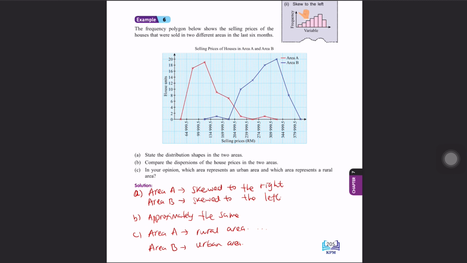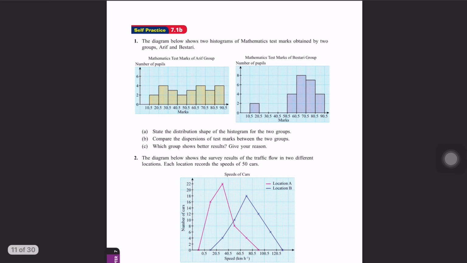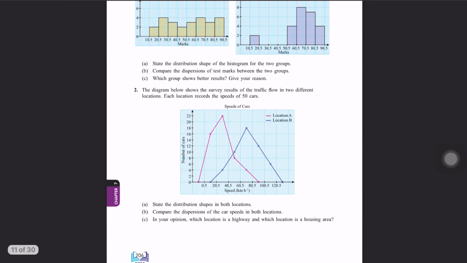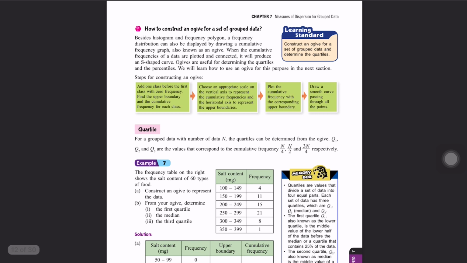Okay, so next awak boleh cuba buat lah. Okay, self practice 7.1B. Okay, untuk uji awak punya kefahaman terhadap chapter dispersion ini, subtopic dispersion. Okay, next. Okay, kalau tadi kita dah belajar melukis histogram, frekuensi polygon, which is refer kepada frekuensi. Okay, next dia punya midpoint dan boundaries.